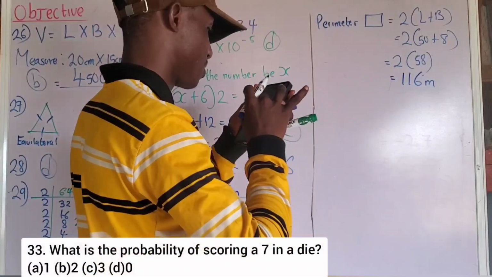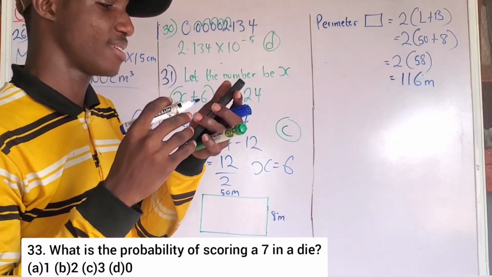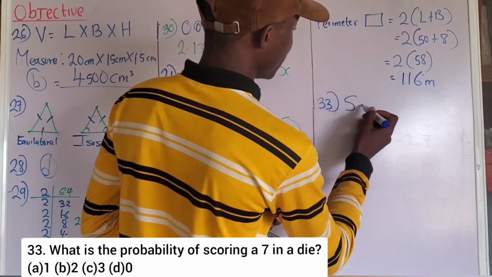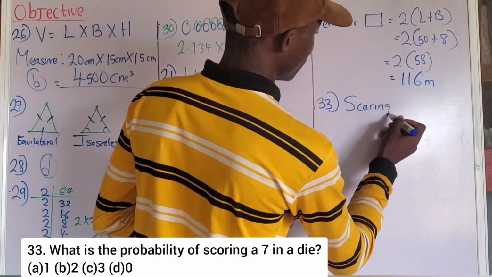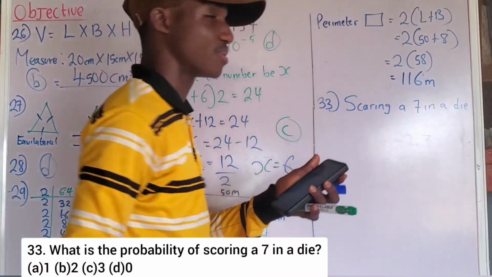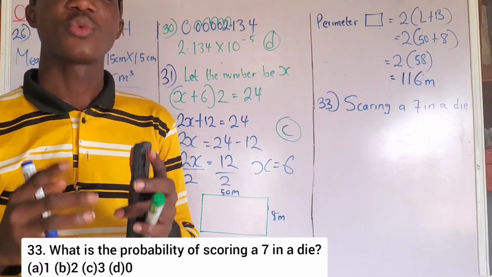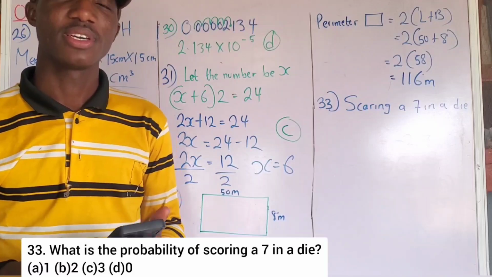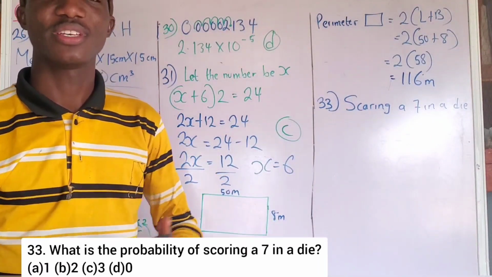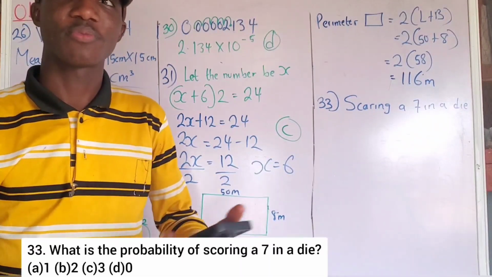Question 33. What is the probability of scoring a 7 in a die? Now, please, I want you to pay attention. You see, in every die, we have 6 faces. You understand what I'm saying? We have 6 faces. Now, we are asked, what is the probability of scoring a 7 in a die? That means that the probability will be 0, you understand, because 7 is not present in a die.